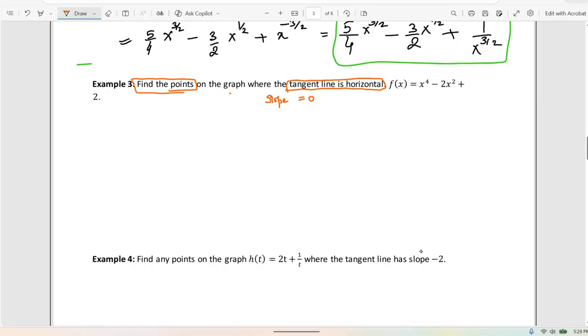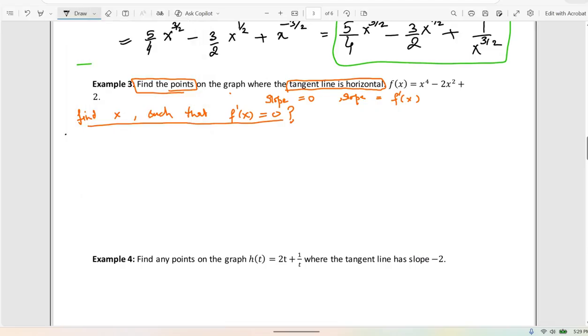How do you find slope? Slope is equal to the derivative at that point, right? So we need to find the points where the tangent is horizontal. Basically, we need to find x such that f prime x is 0. That is our question. You always need to first understand the problem. This is our question, okay?